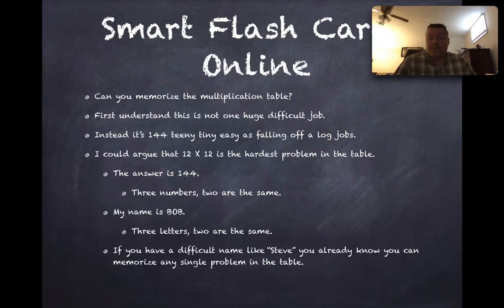2 of them are the same. My name is Bob. 3 letters. 2 of them are the same. If I walked up to a student and I said, if you don't memorize 12 times 12, you're going to fail this year, they would be like, the only reason it's difficult is because the table's large. And let me tell you, if you've got a hard name like Steve, you got it made.